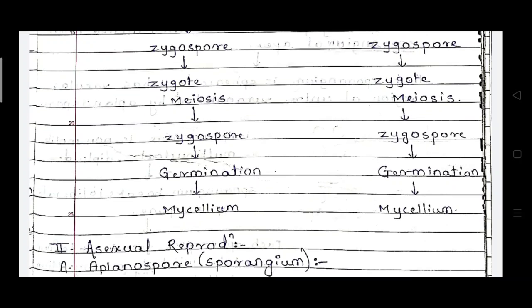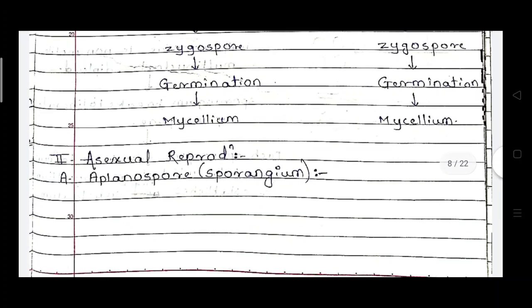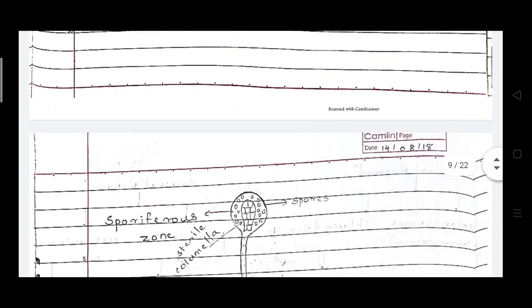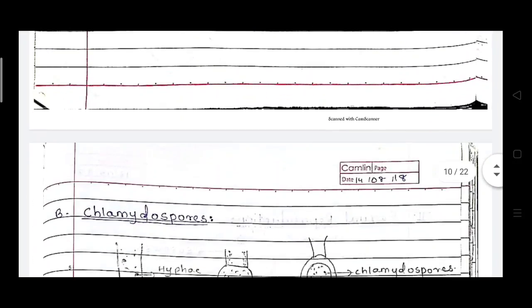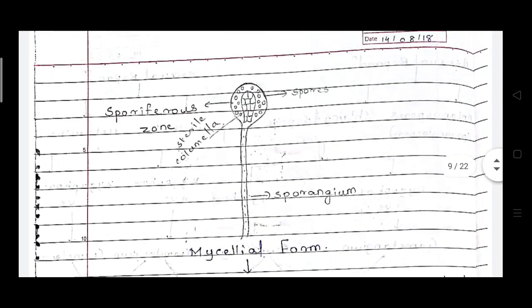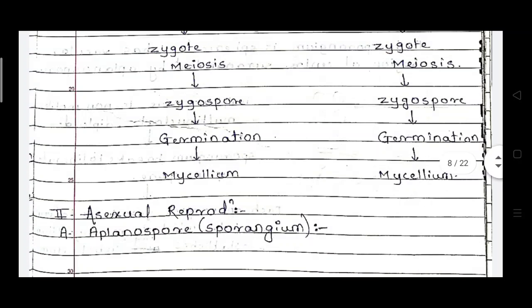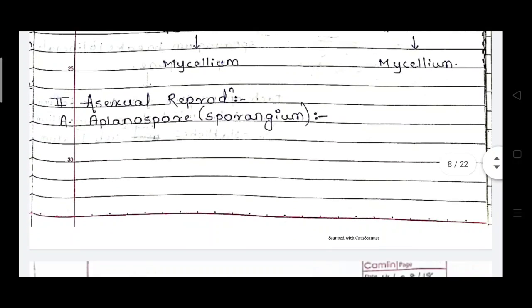So in short, these two types of reproduction take place in Rhizopus. Today we discuss the asexual reproduction in Rhizopus. Asexual reproduction takes place by the production of aplanospores, and the second one is chlamydospores. First we discuss the aplanospores, which are also called the sporangiospores.